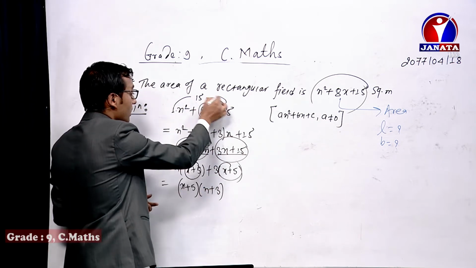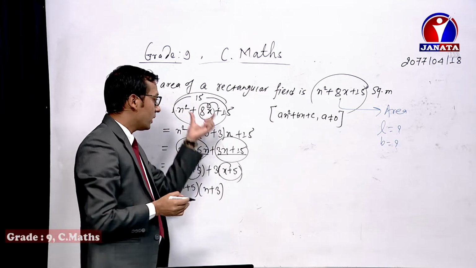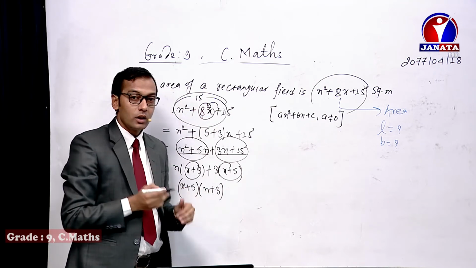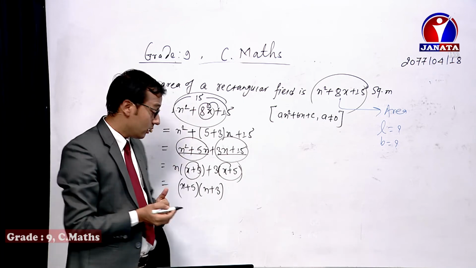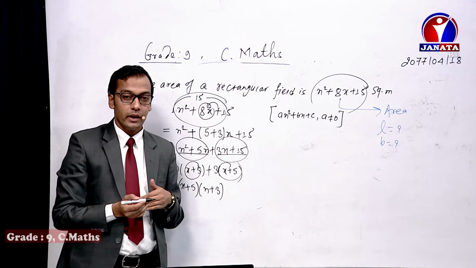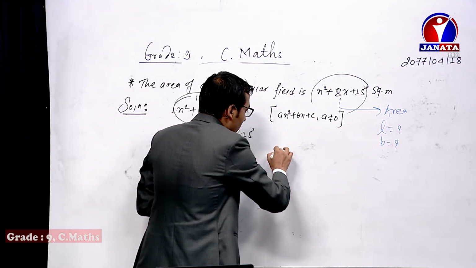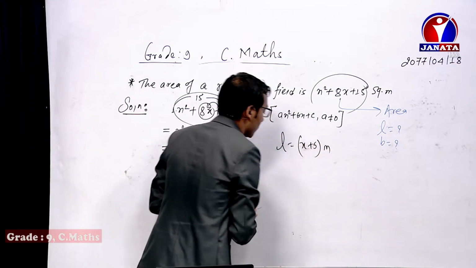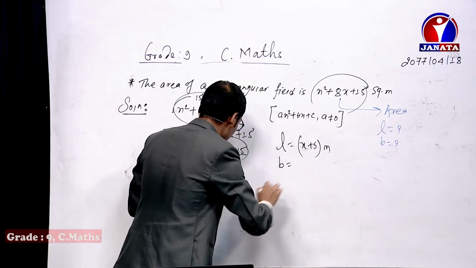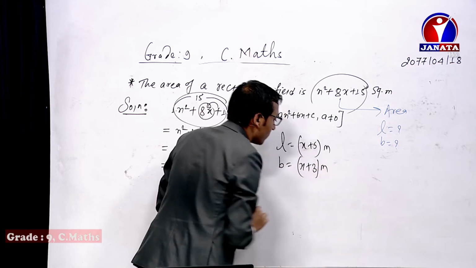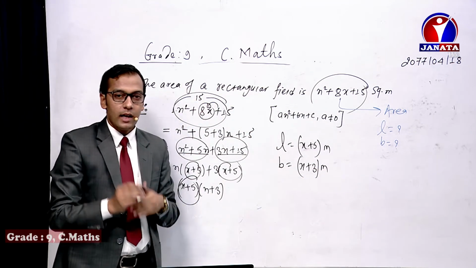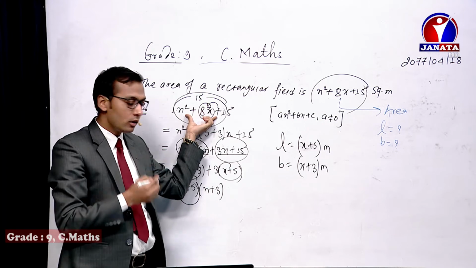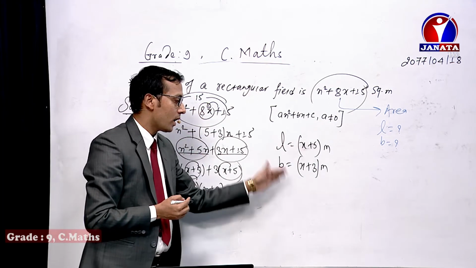So in fact this is the area. We factorized this algebraic expression into two factors, x plus 5 and x plus 3. Therefore we can write that the length is x plus 5 meter and the breadth is x plus 3 meter, because length and breadth are the factors of the area. So this is the expression we factorized and got two factors, x plus 5 and x plus 3. These two are the length and breadth.